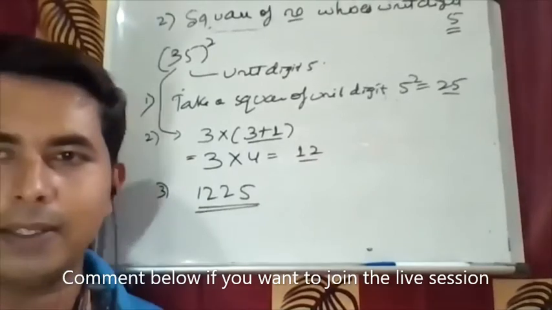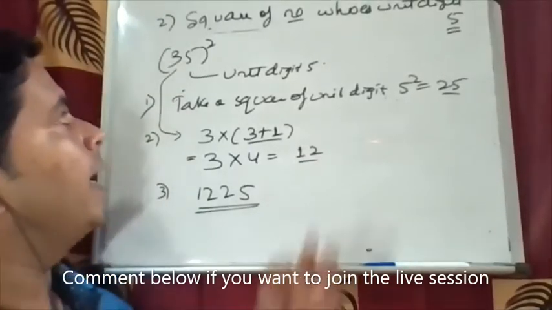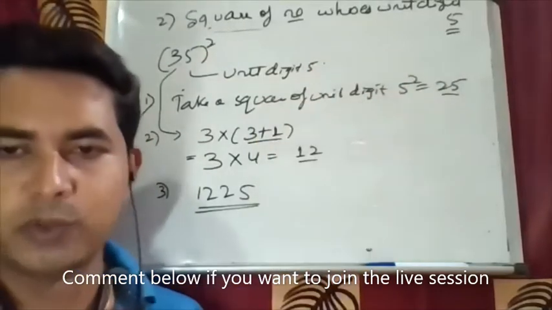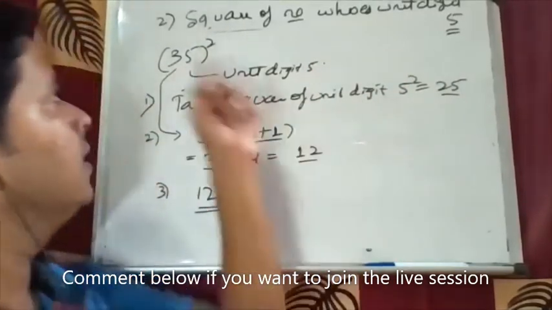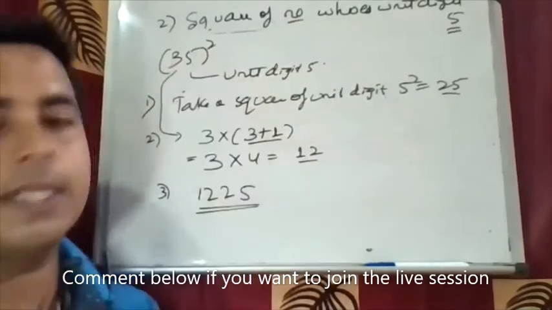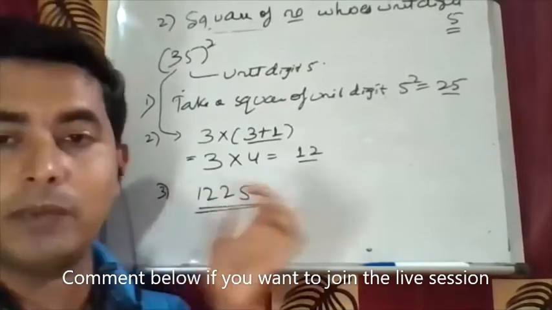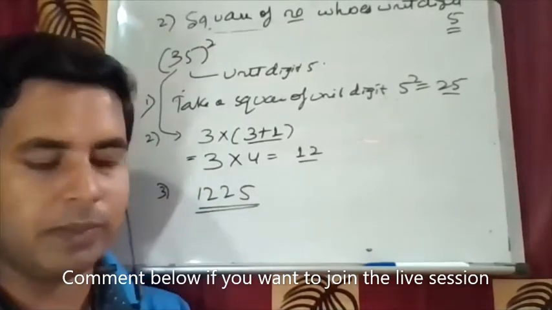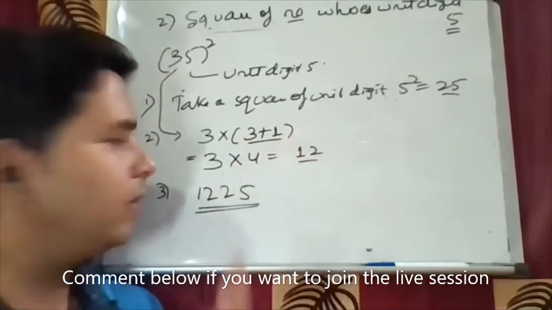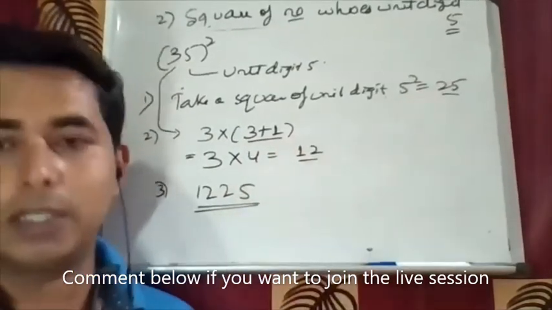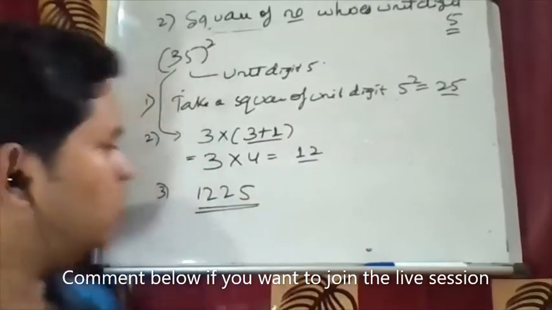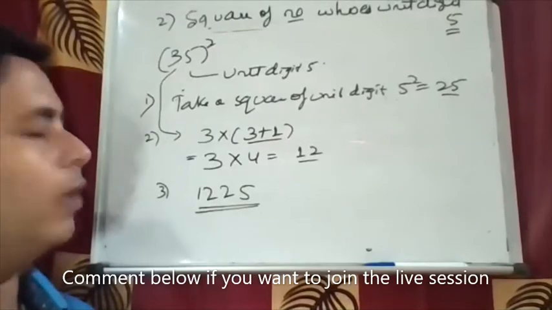So I'll repeat again what I did. I took the unit digit value 5, so I squared it, and 25 it became. Then other than the unit digit, the other value is 3. So I multiplied 3 with its successive number. Its successive number means the next number, that is 4. So 3 into 4, I got 12. Then I combined them together. I didn't add 12 and 25, I combined them together. Okay, so I got the answer as 12, 25.